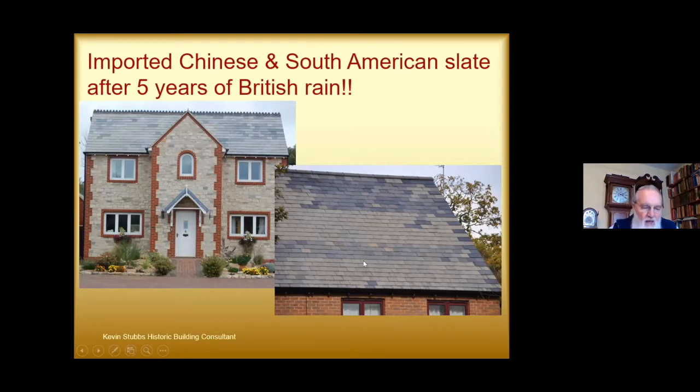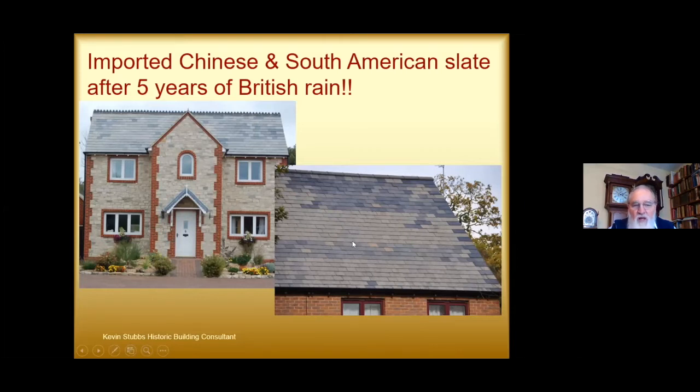So beware of cheap slates from China and South America, particularly Brazil. The quality is very, very variable. And if you suspect you've got some of these deficient slates, there's a very easy test. It's an acid test. Weak hydrochloric acid, if it fizzes, there's calcites present.